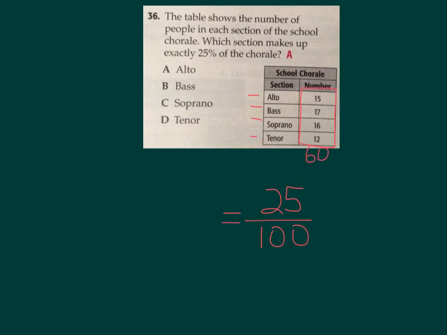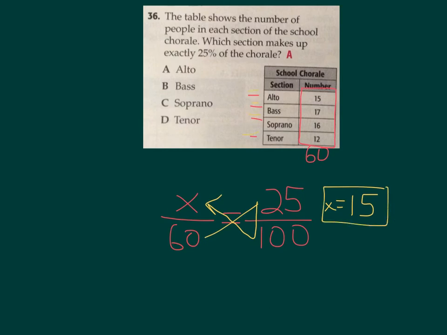So if I want to know what percent of 60 is 25, I just use the same equation as I've been using all along. I do my cross multiplication, 60 times 25, divide by 100, and I get 15. So which one of these four is the 25%? Well, that's got to be the altos, because there are 15 of them. So the answer is A.